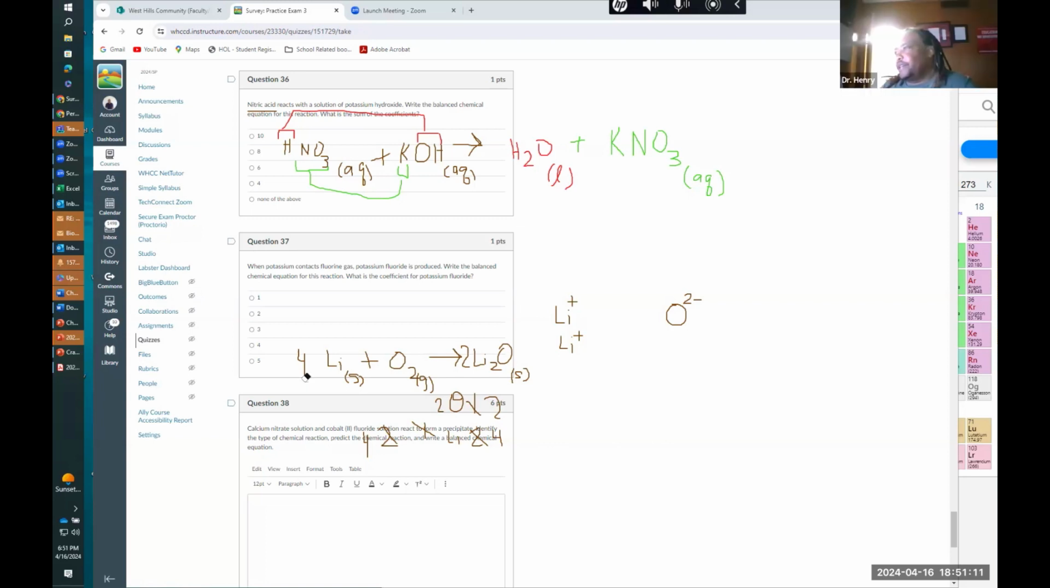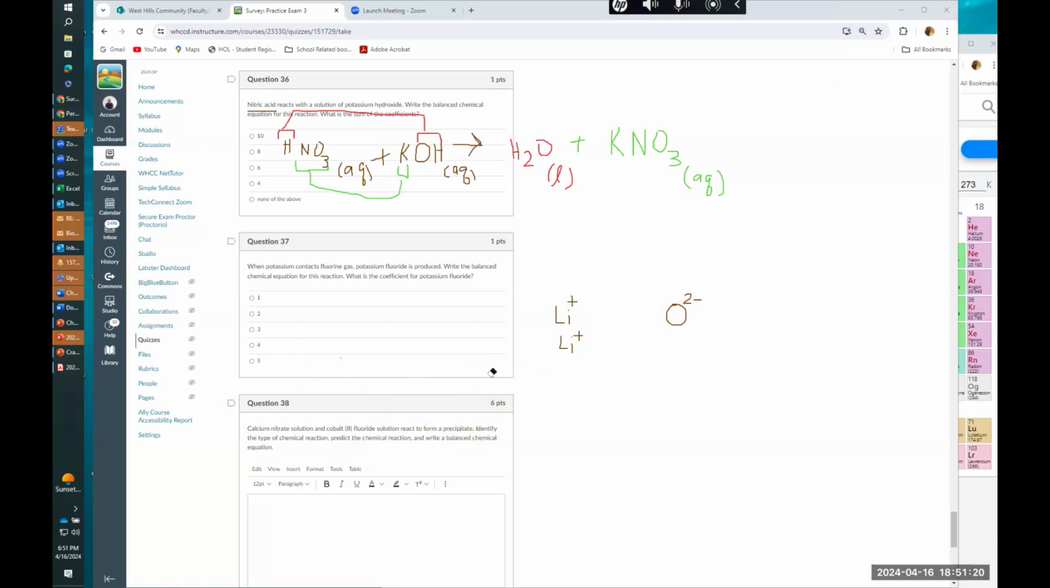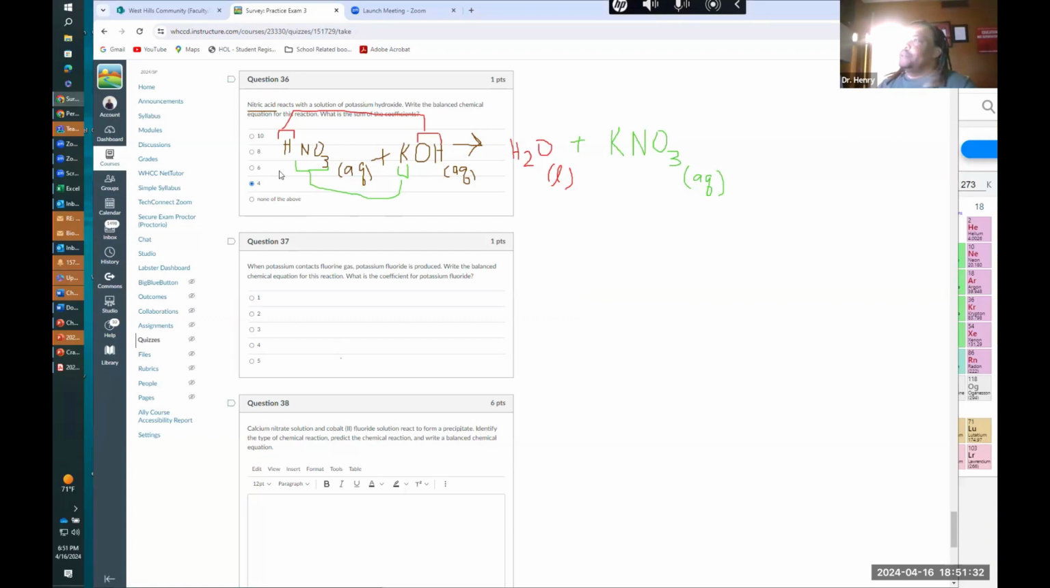Okay, so then the question asks, what is the sum of the coefficients? Oh wait, it says what is the coefficient for potassium fluoride? Oh, that's one. Sorry. Let me see. 1, 2, 3, 4. Yep, that's right. That'll be the sum.